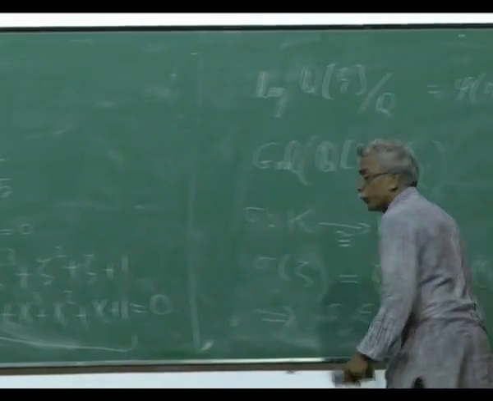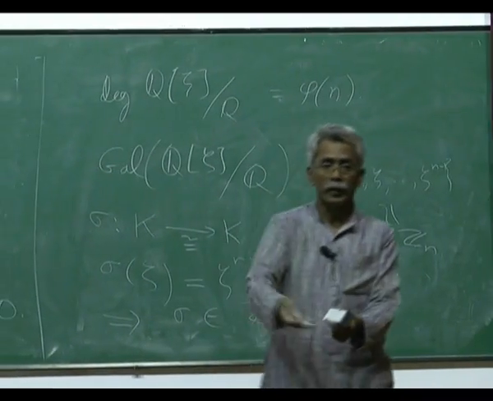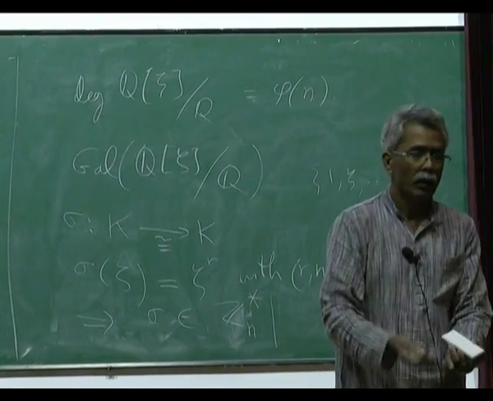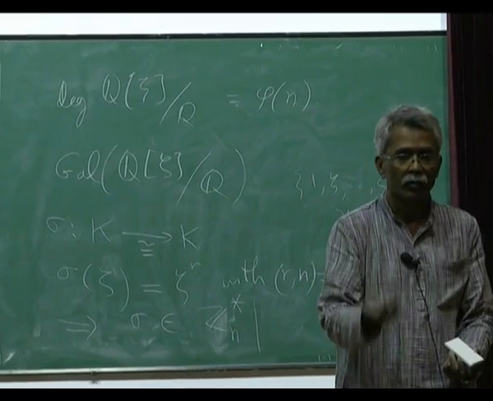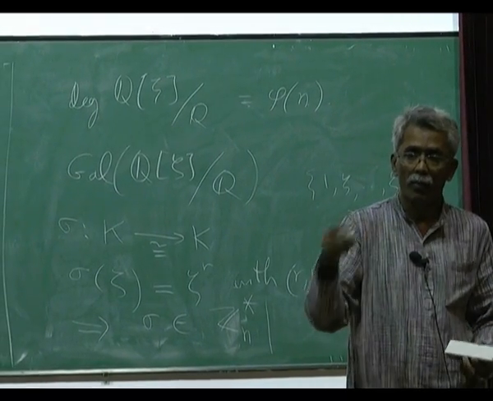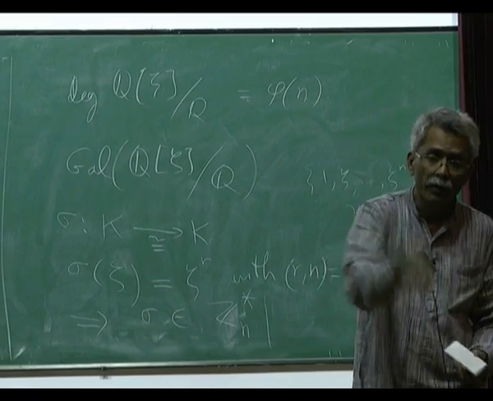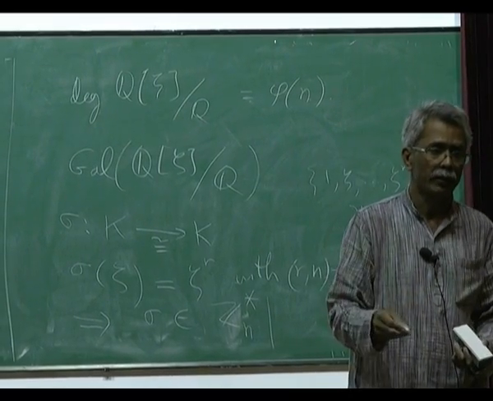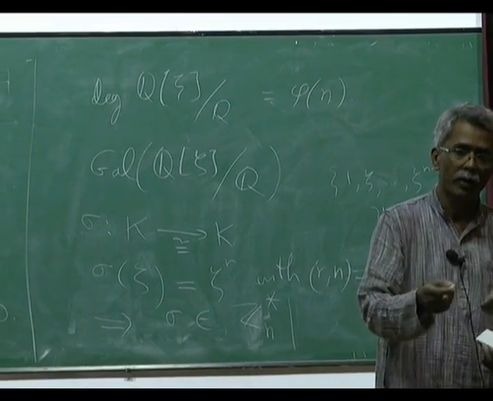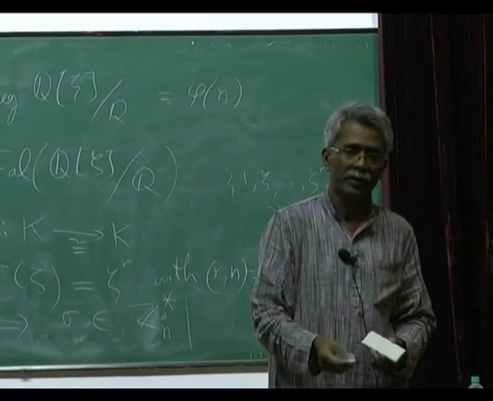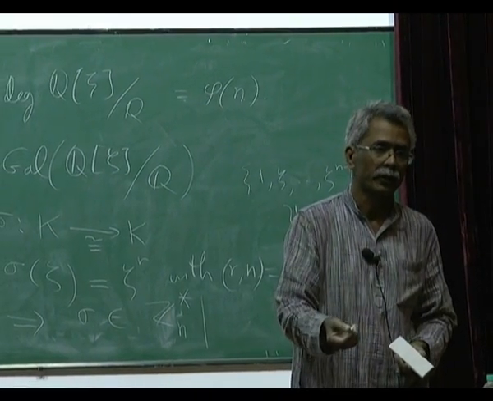See, if you look at Z mod n and think of it as a ring, what are the units in that ring? That is precisely the number of elements which are invertible in Z mod n. That is precisely the number of elements which are relatively prime to n. That is exactly the Euler phi function.